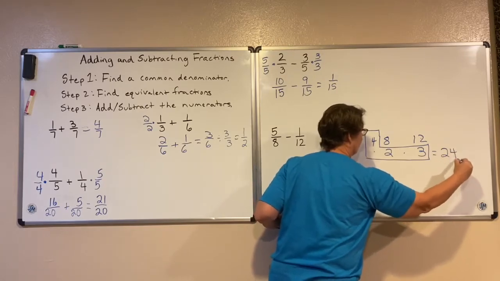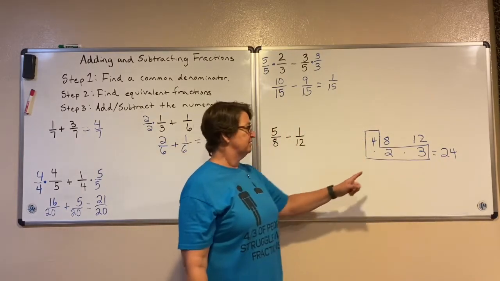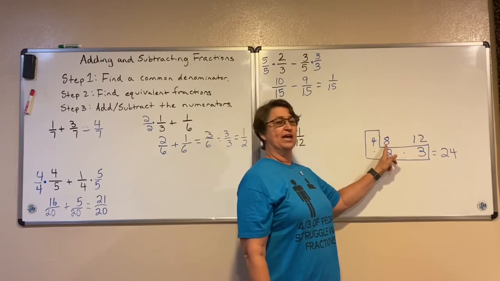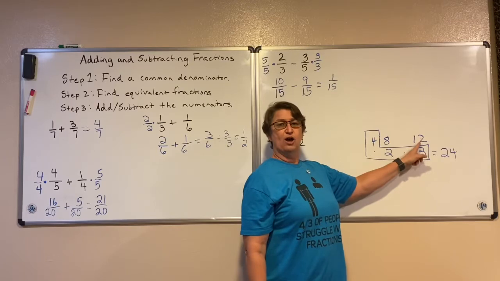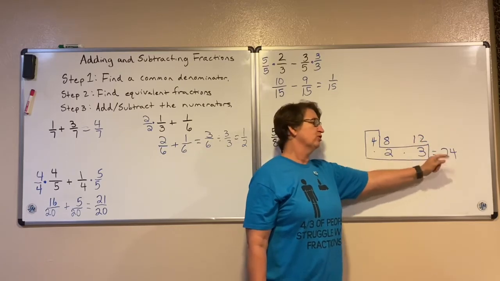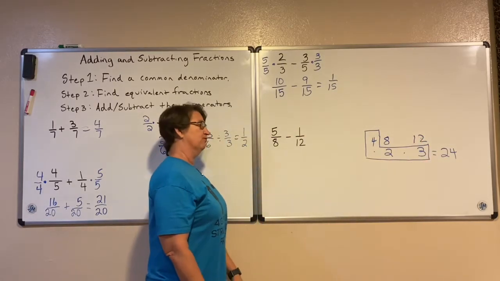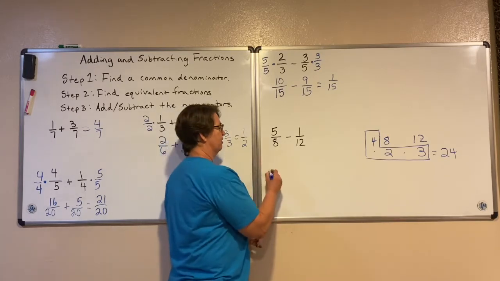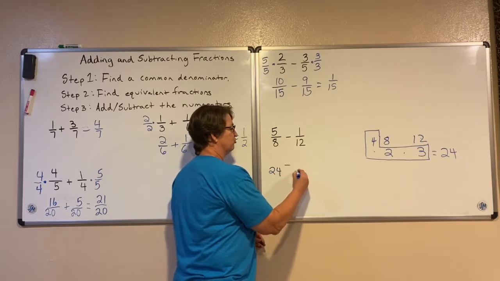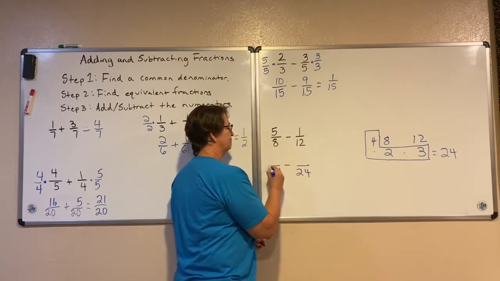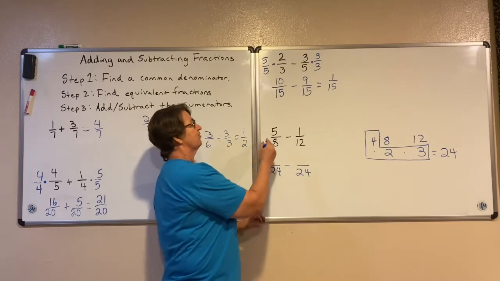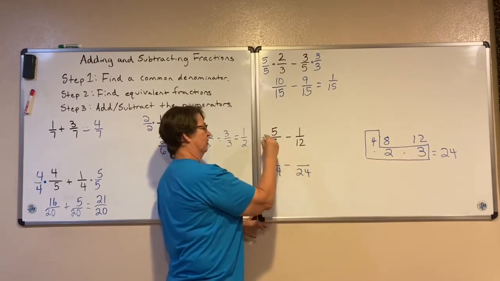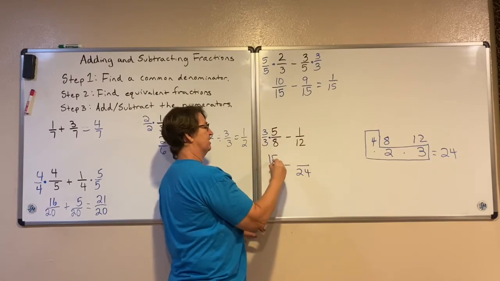Now let's see if that makes sense. 8, 16, 24 is a multiple of 8. What about 12? 12, 24. Sure enough, 24 is also a multiple of 12. So 24 is our least common denominator. I'm going to write both of these with 24 in my denominator. So to get there, I multiplied this 8 by the 3 to get to 24. 3 times 5 is 15.